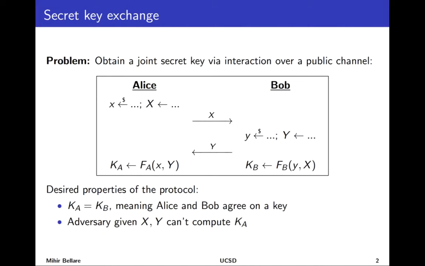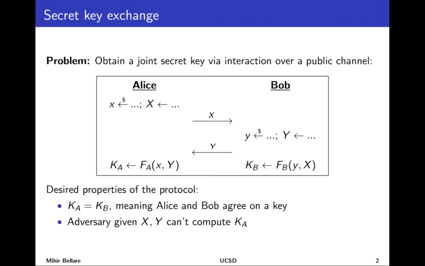Now, by itself, of course, that's trivial. They could just decide their key is 0. But it should also be the case that the adversary, who is allowed to eavesdrop on the conversation and sees the public parts, can't figure out what this key is. The adversary doesn't know what little x is, but it knows big X. It doesn't know little y, but it knows big Y. And that information is not sufficient to get the key.